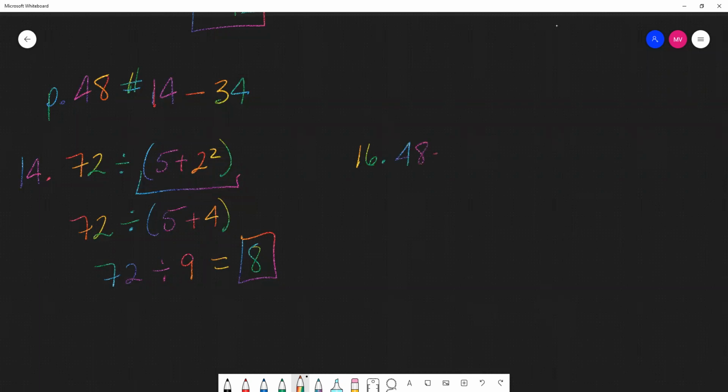Okay. Number 16. 48 divided by the square root of 64 plus 13. Our first order of operation is to solve our square root. So 48 divided by 8 plus 13. 48 divided by 8 is next because it's division. That gives us 6. And 6 plus 13 is 19.